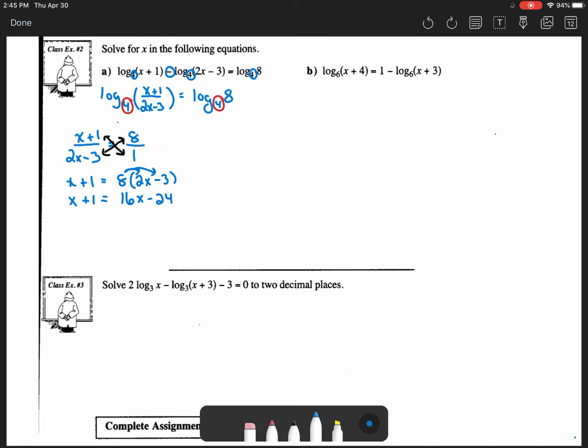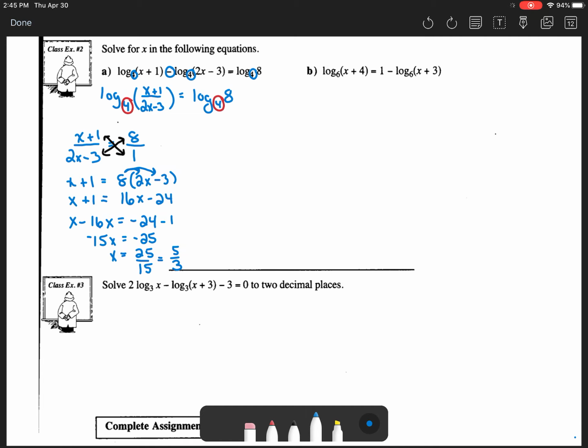What I'm going to do now is bring the x's on one side of the equation and the constants on the other. It doesn't really matter which way I go, I'll go x minus 16x on this side, and on the other side you'll have negative 24 minus 1, so you'll have negative 15x equals negative 25. You're going to divide both sides by negative 15, but you have negative 25, so a negative divided by a negative is positive, and 25 over 15 will reduce to 5 over 3. So there is your final solution.